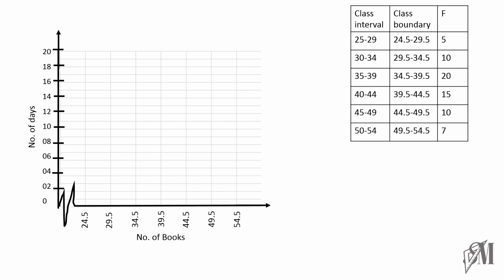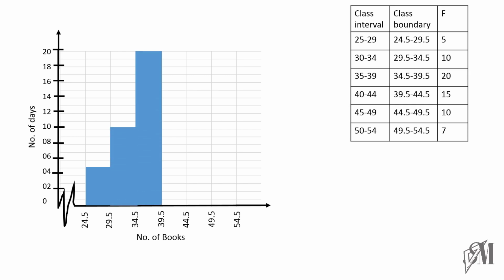Then I mark the columns like this according to the frequency. It's 5 for the first class interval, 10 for the second class interval, 20 for the third one, 15 for the fourth one, 10 and 7. So it is very simple. You can simply mark the columns and shade them like this. The very important thing in this case is you should not leave gaps in between columns. Let's look into another example.